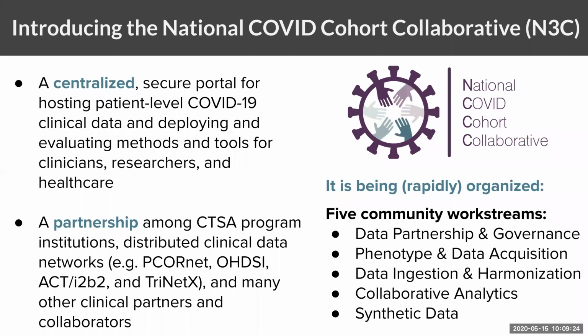And while the CTSA program and NCATS for the funding has been responsible for launching this program, it is by no means limited in any way to only those investigators that are funded by NCATS or are part of a CTSA. It is being rapidly organized into 5 work streams, and you'll hear from all of these work streams as we go through: data partnership and governance, phenotype and data acquisition, data ingestion and harmonization, collaborative analytics, and synthetic data. This was sort of a self-organizing process, and so this is kind of where we've ended up. It's a little bit dynamic, so bear with us and give us your feedback as we go along. Okay, the next slide, please.